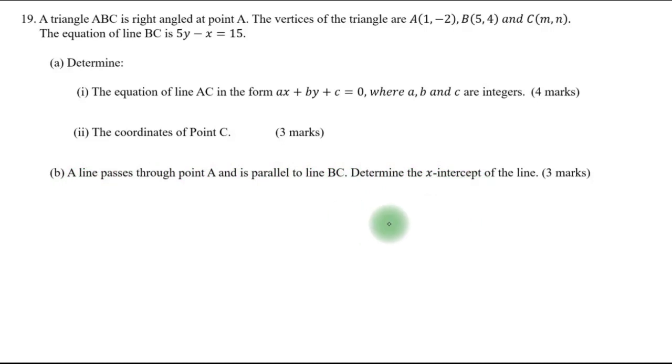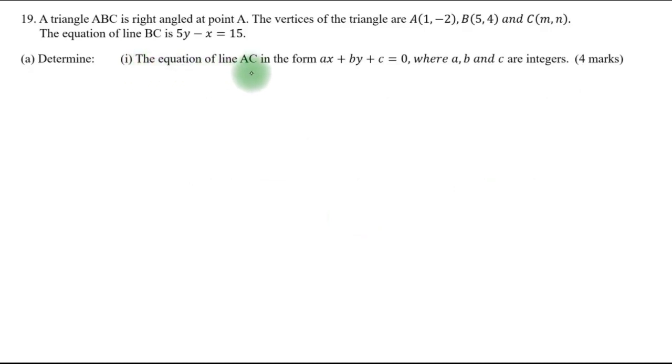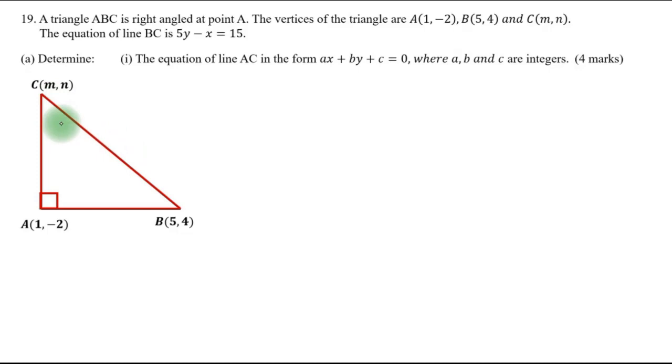So we start with part A of the question. We determine the equation of line AC in the form ax plus by plus c is equal to 0, where a, b, and c are integers. So the first thing we need to do is to draw a sketch of the triangle, and in this case we begin by drawing a horizontal line and label it A, which is (1, -2), and then B, which is (5, 4). And being told it is right-angled at point A, from there we draw the vertical line to point C, which is (m, n). Then we join BC. And the equation of BC is 5y minus x is equal to 15.